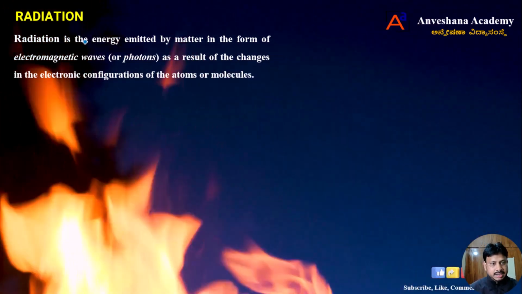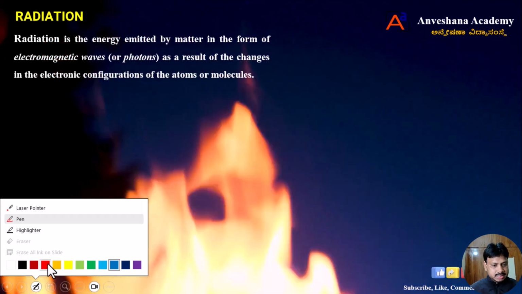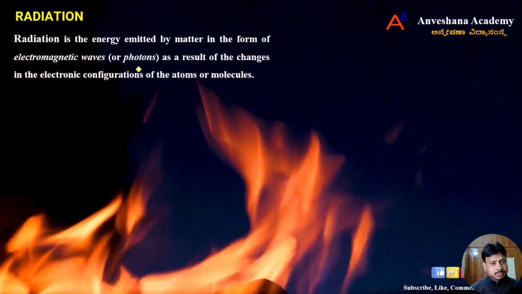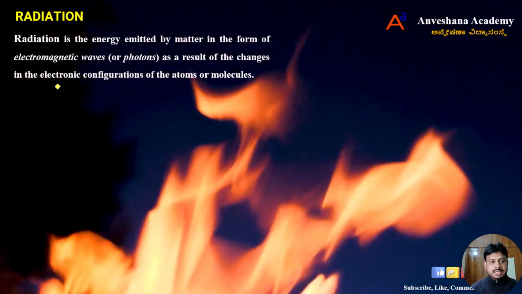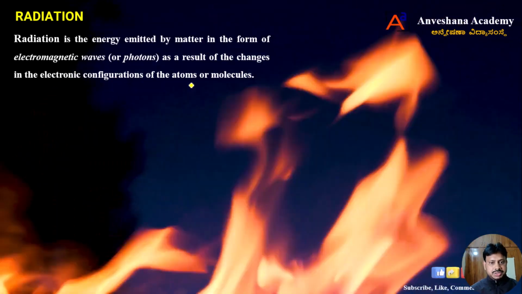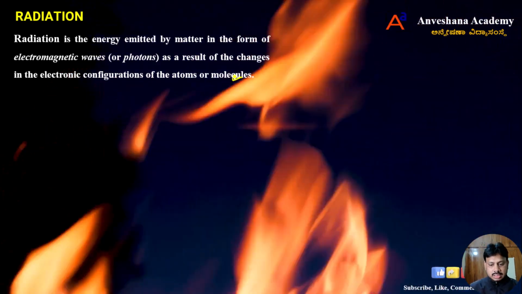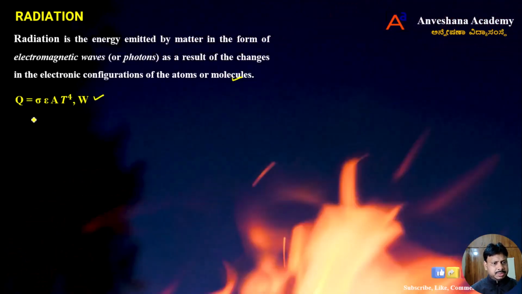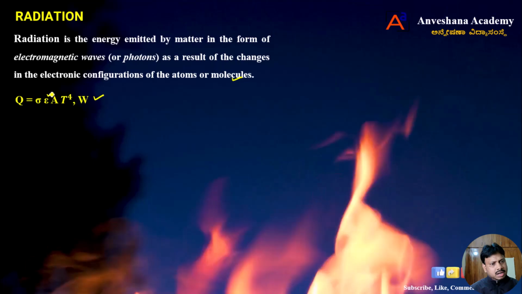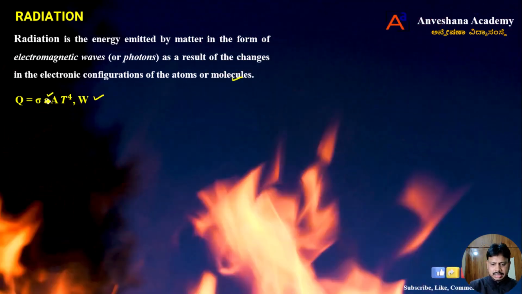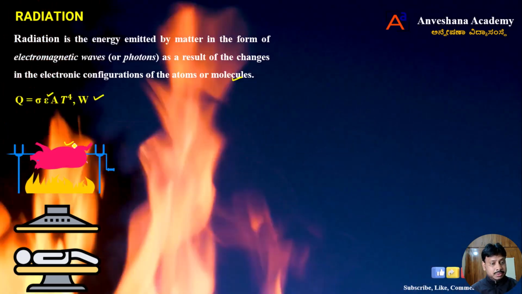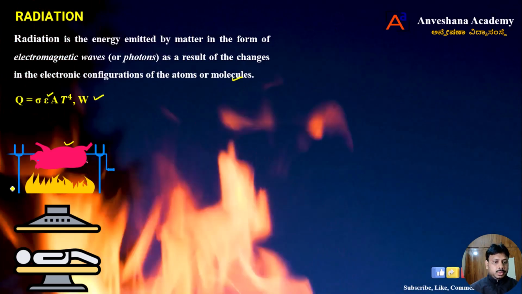Radiation is the energy emitted by matter in the form of electromagnetic waves or photons as a result of changes in the electronic configurations of atoms or molecules. That heat transfer can be calculated with the help of the Stefan-Boltzmann equation, with sigma and epsilon, the emissivity, which we will discuss in detail next class. Okay, fine. So what are the examples? Dear students, you can see here now. When you want to bake pork, what will happen then?